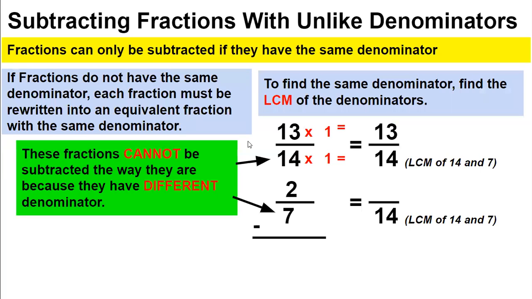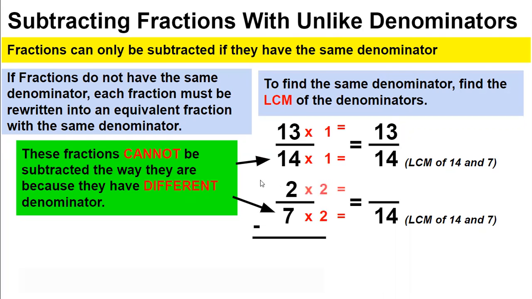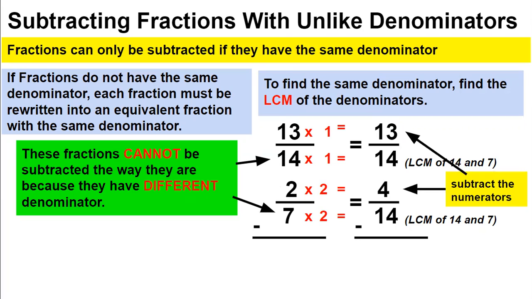And then on the bottom, it's 7 times what gives me 14 here? 7 times 2. So then I have to times it by 2 up here. So 2 times 2 is 4. Now I can subtract 13 14ths minus 4 14ths. Only subtract the numerators. 13 minus 4 should be 9, right? And then the bottom number stays a 14, right? Okay, that is my answer.